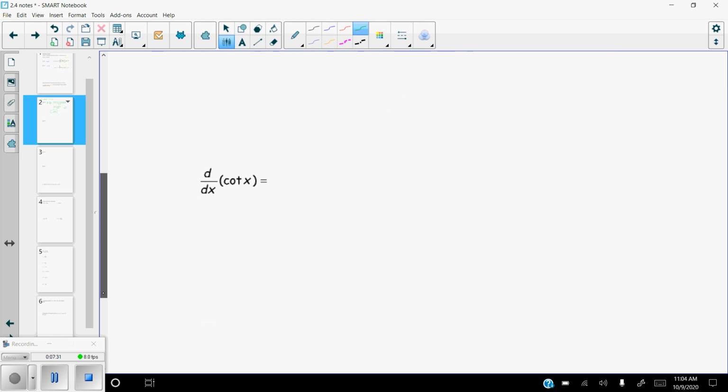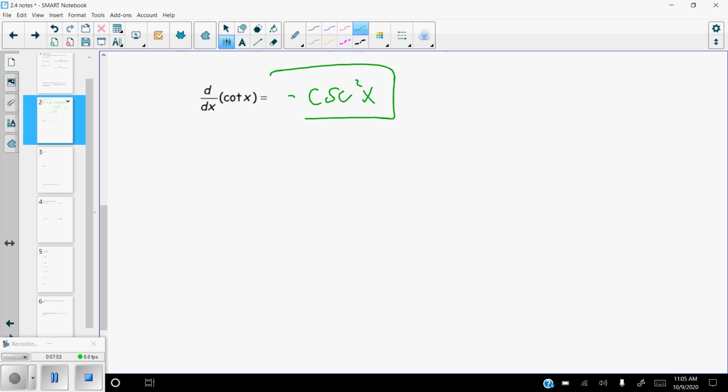While I would love to go through the proof, I think it's not worth our time. The derivative of cotangent of x might be something you want to try on your own to make sure you can actually do it. Cotangent is obviously cosine over sine. It's still going to be a quotient rule. And when you eventually do that, you will end up with negative cosecant squared of x. That's the derivative of cotangent. Again, you can do that by using the quotient rule.